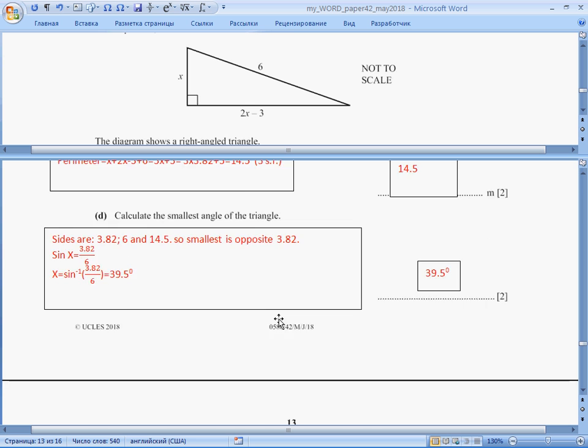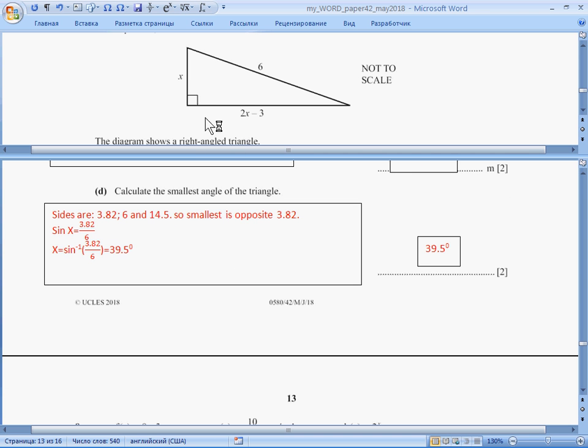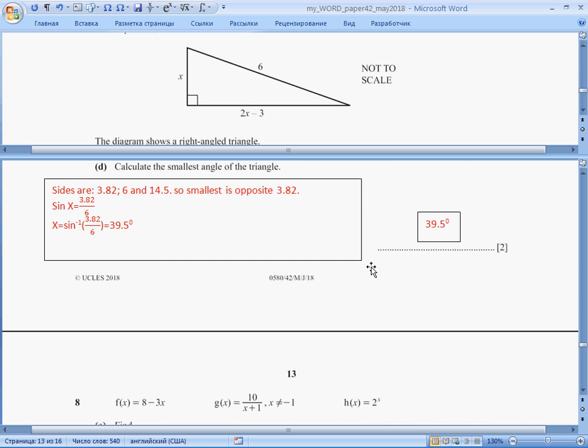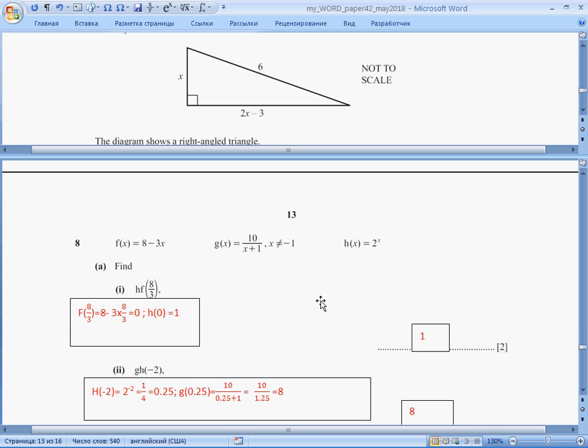Calculate the smallest angle of the triangle. The smaller side is x, which means that we should find the angle opposite to x. So we use the sine function. Sine of the angle equals 3.82 over 6. And again, to find the angle we use the inverse function, sine minus 1 on the calculator. So this is the answer.